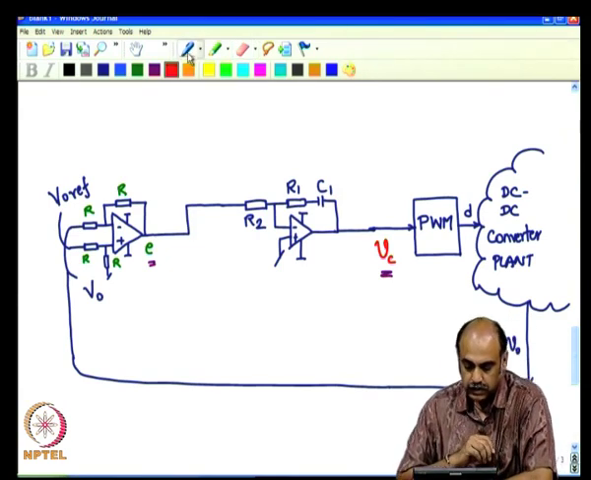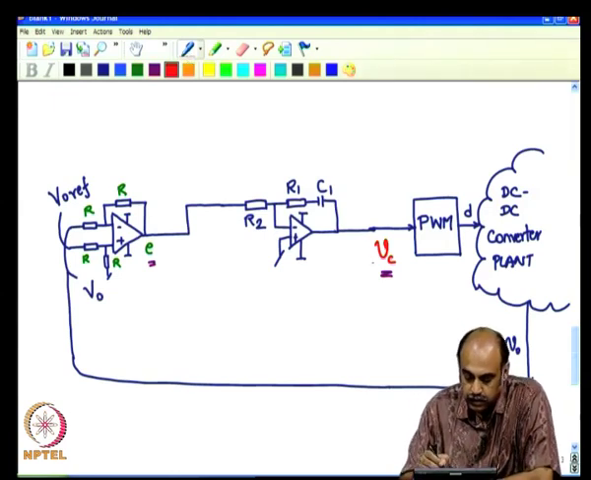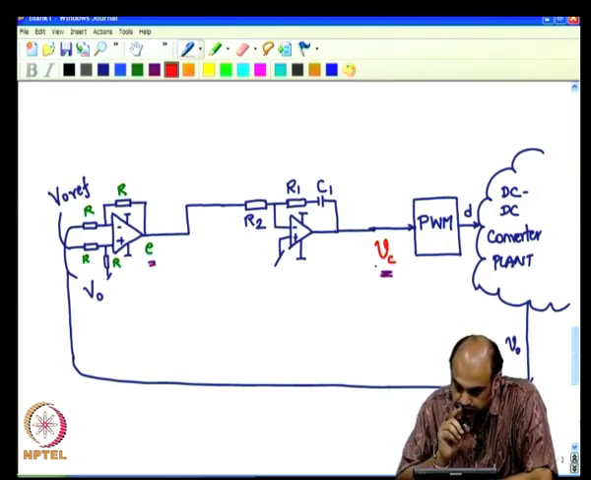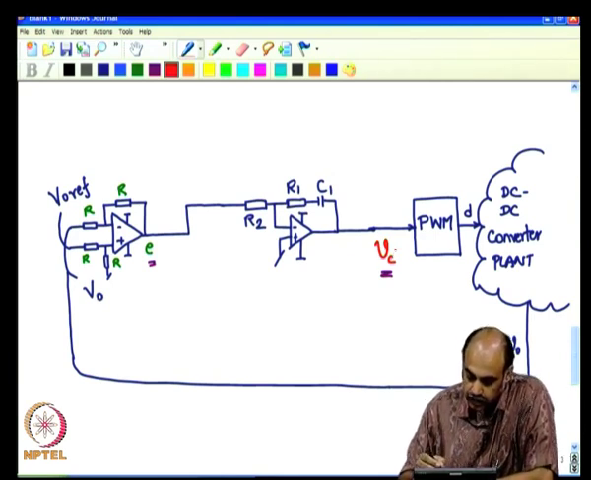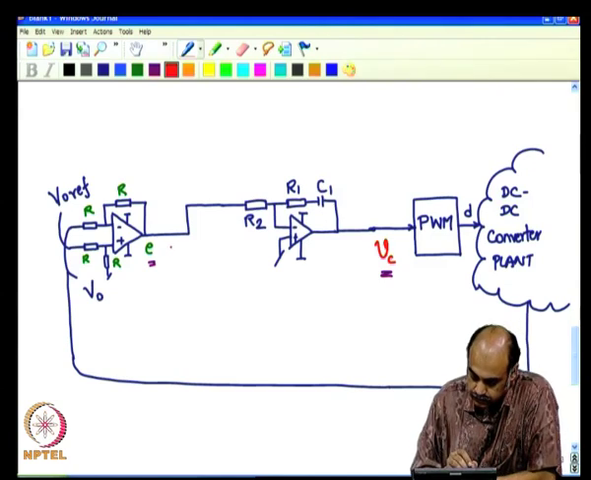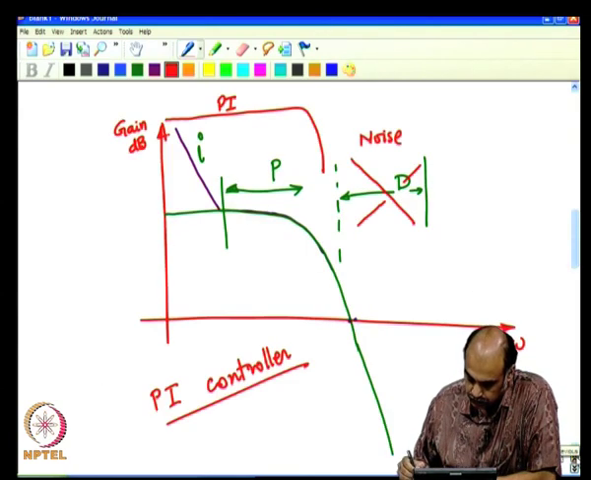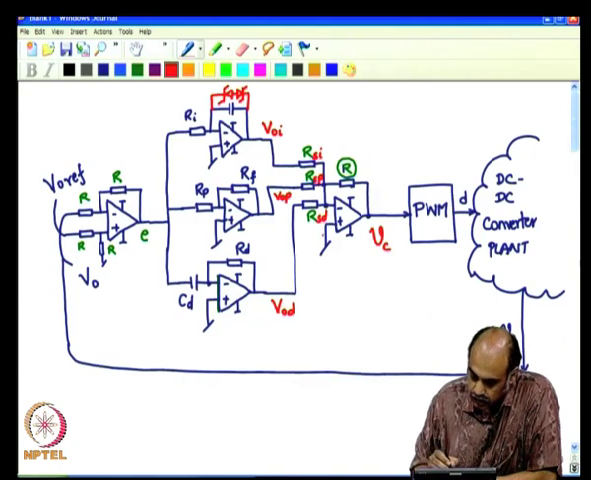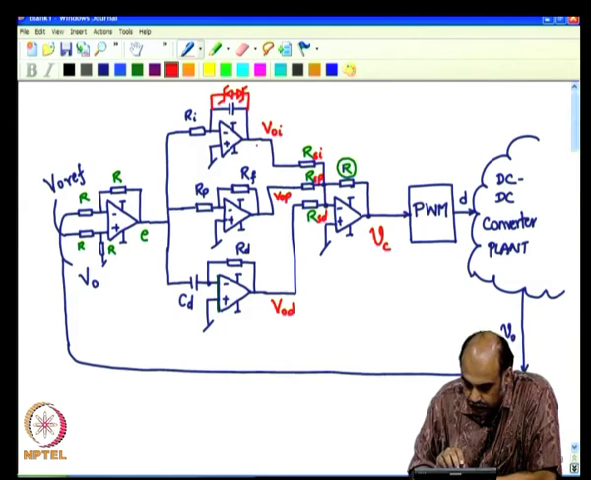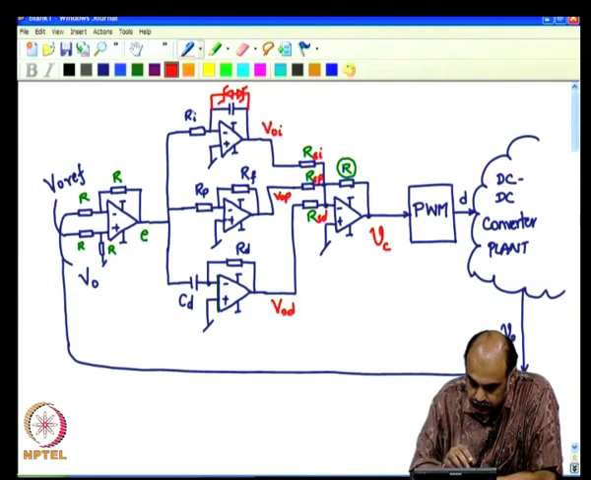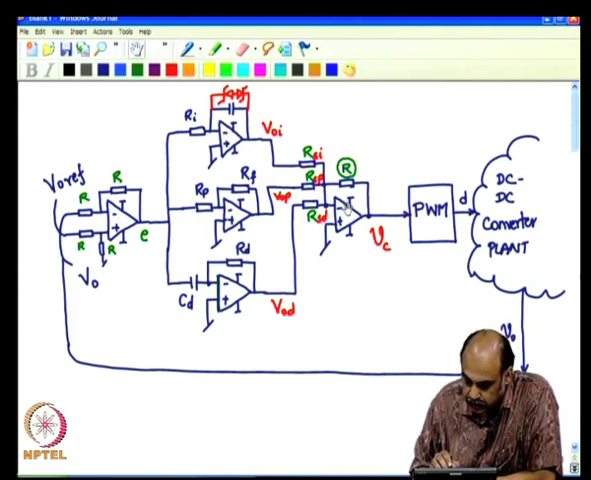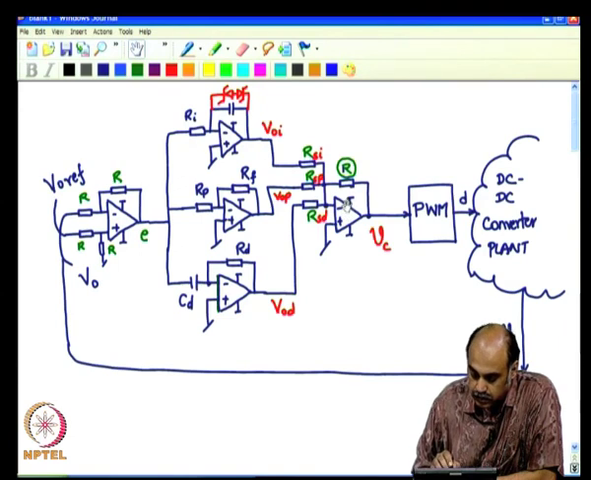Because this gives exactly the same kind of output as this, except here there is no inversion. In the earlier case, there is an inversion with this op amp, and then followed by a summing op amp which provides an inversion. So, there is an inversion here and an inversion here, leading to a double inversion, therefore positive.